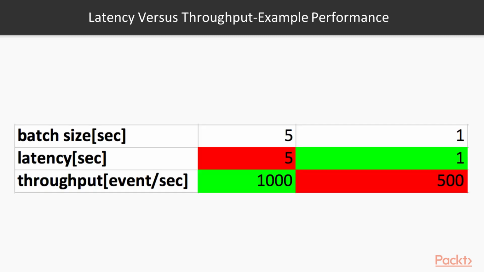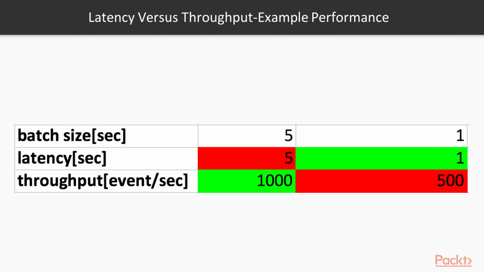So let's see an example comparison between latency and throughput and how that batch size in seconds affects them. If you set the batch size to, for example, 5 seconds, then the worst case latency will be 5 seconds, because we need to wait 5 seconds before the batch will be ready. And throughput will be higher, so we will be able to process, let's say, 1000 events per second.